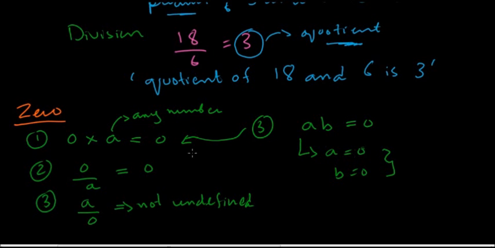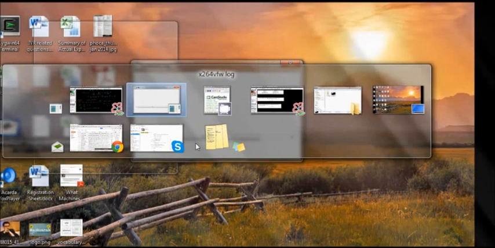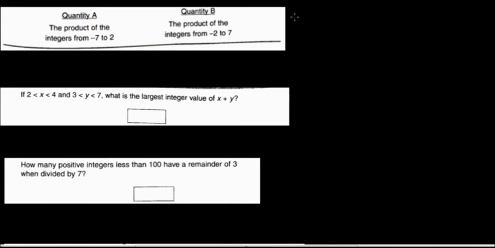Alright, so let's do a quick problem on number properties. Actually, specifically this is the properties of 0. So we'll do this problem. These are those quantitative comparison questions where you have two quantities in column A and B. So make sure you know what the rules are when you're picking choices in these types of questions.